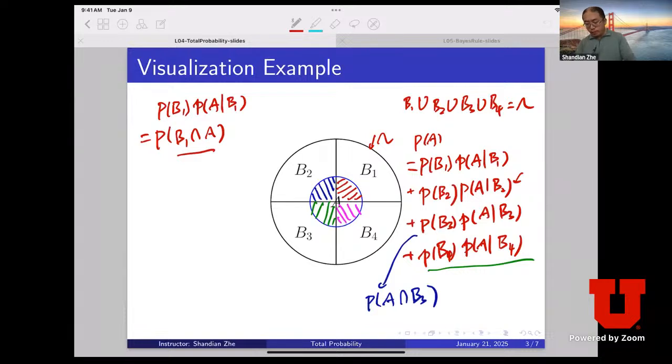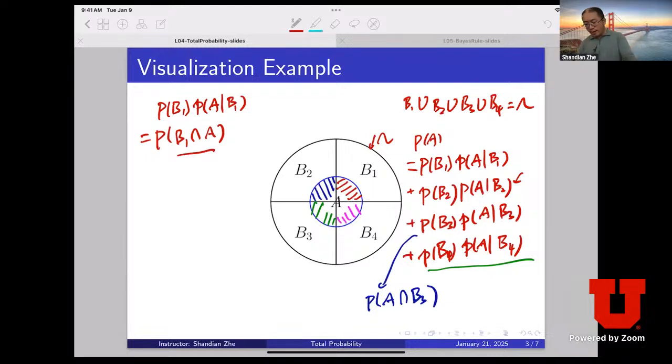A visualization example which we have discussed is given like this. This big circle is the whole sample space. We want to compute the probability of the inner circle A. So how do we compute that? We can partition this big circle omega into 4 parts, B1, B2, B3, B4. They represent 4 events. They are not overlapping with each other, but they jointly cover the whole sample space.